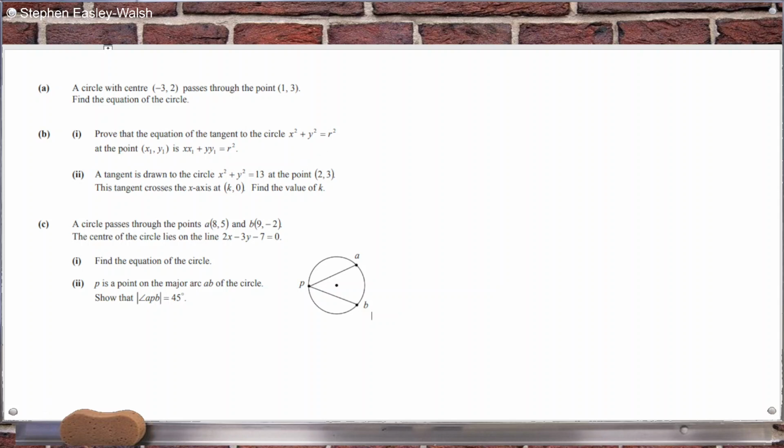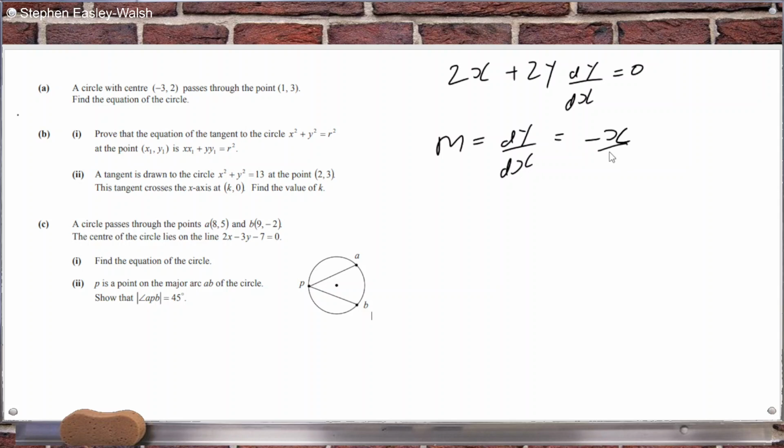All right, so getting the derivative here, 2x plus 2y dy/dx equals 0. So that means m, which equals dy/dx, will equal minus x over y, which will equal minus x1 over y1. So that will be y minus y1 equals m times (x minus x1). I'll multiply by y1.